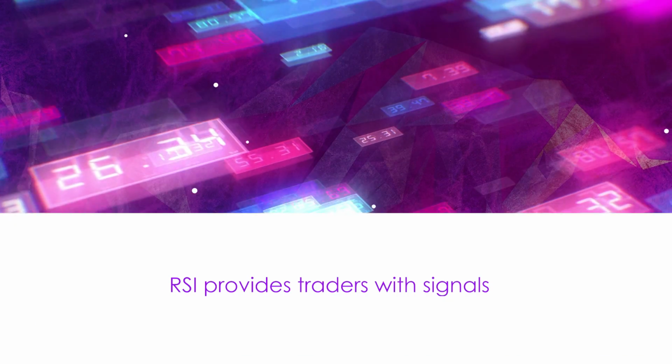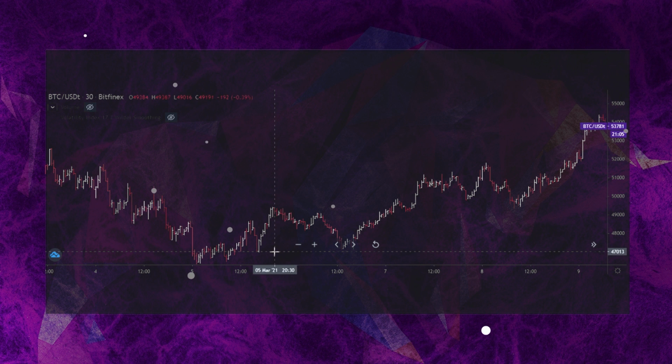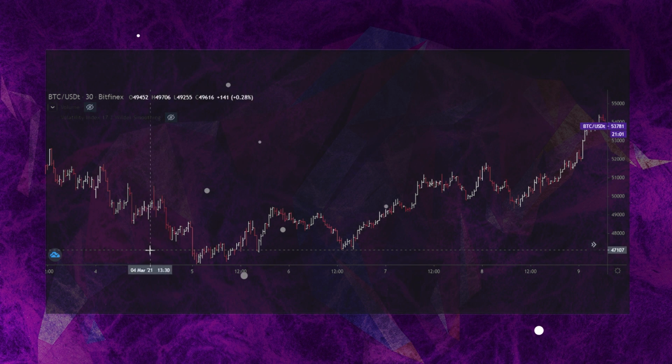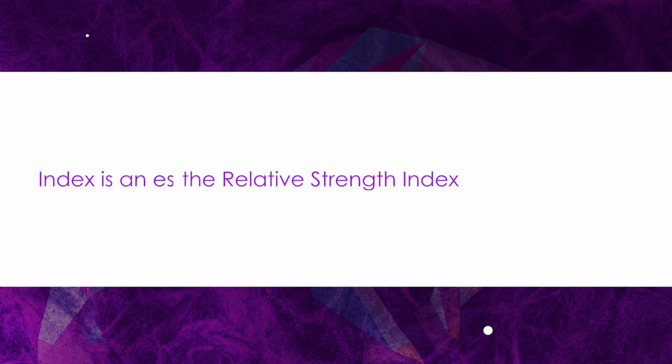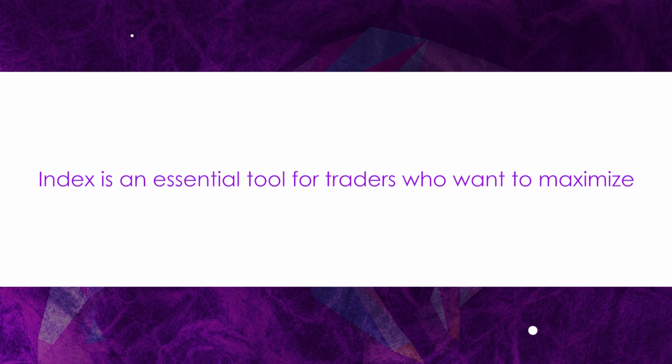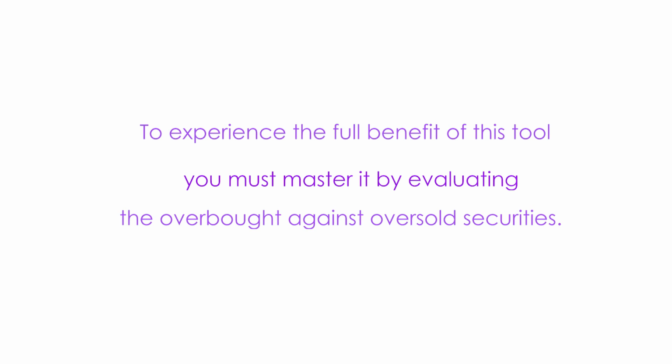RSI provides traders with signals that indicate when prices are climbing or descending. When value drops, that does not necessarily indicate that you may buy new commodities and make profits. If they rise, you may need to study its momentum to ensure that you'll make profits if you begin to sell your commodities. Therefore, the Relative Strength Index is an essential tool for traders who want to maximize every condition positively. To experience the full benefit of this tool, you must master it by evaluating the overbought against the oversold securities.